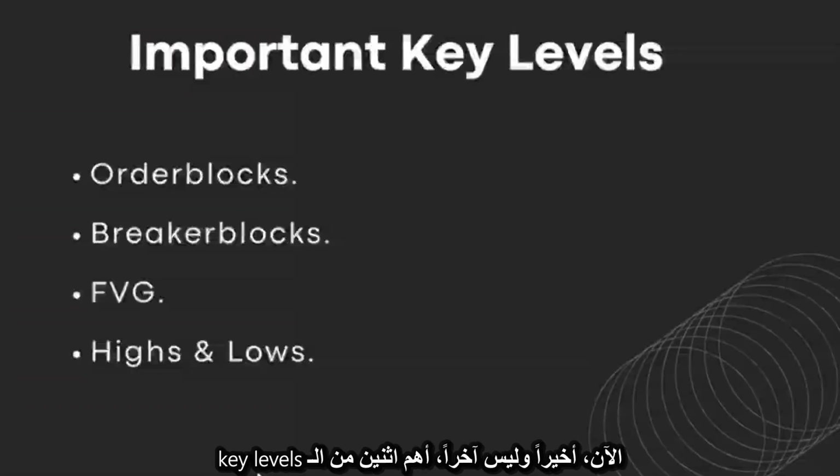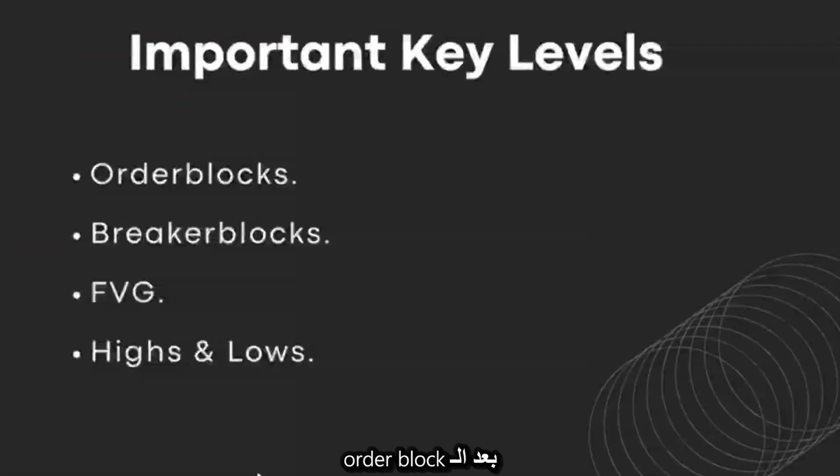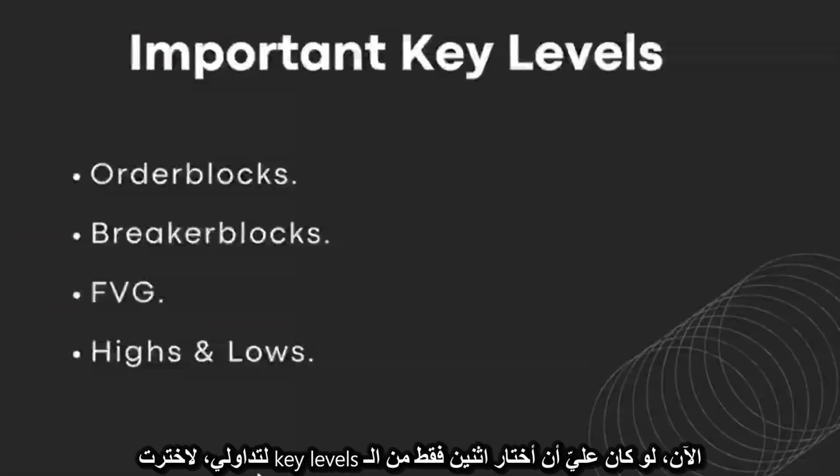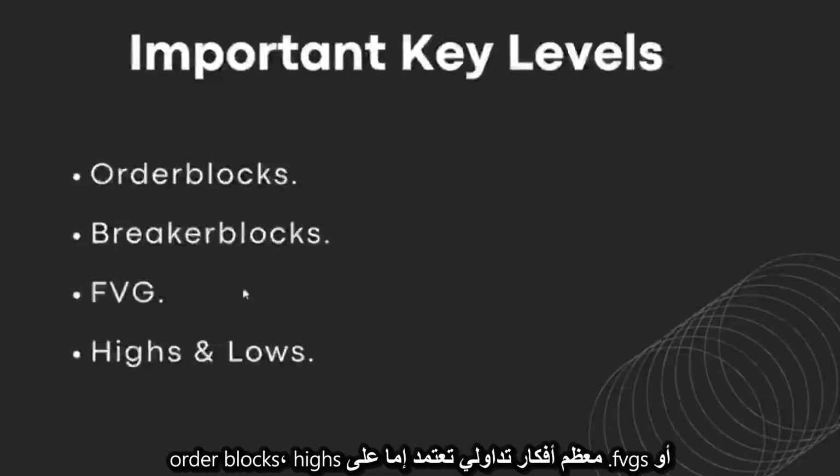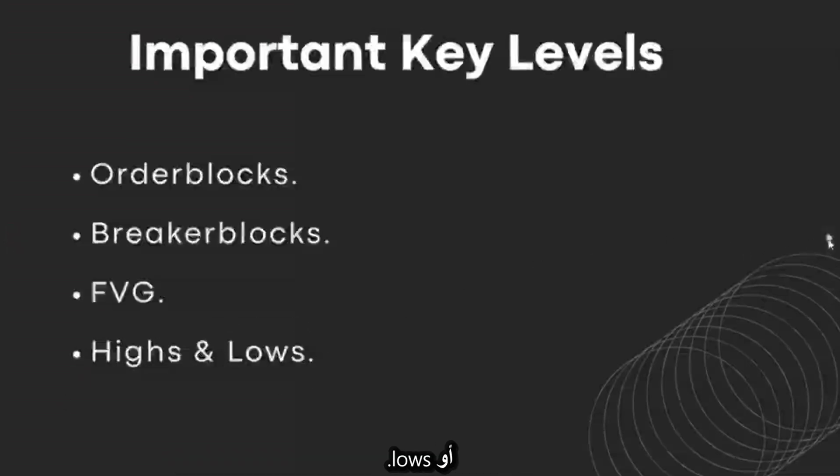Now, last but not least, the two most important key levels after an order block, which are highs and lows. If I had to only choose two key levels for my trading, then I'd choose order blocks, highs and lows. These are the only key levels I use most of the time in my trade ideas. I barely use breakers or FEGs. Most of my trade ideas are based around either order blocks, highs or lows.